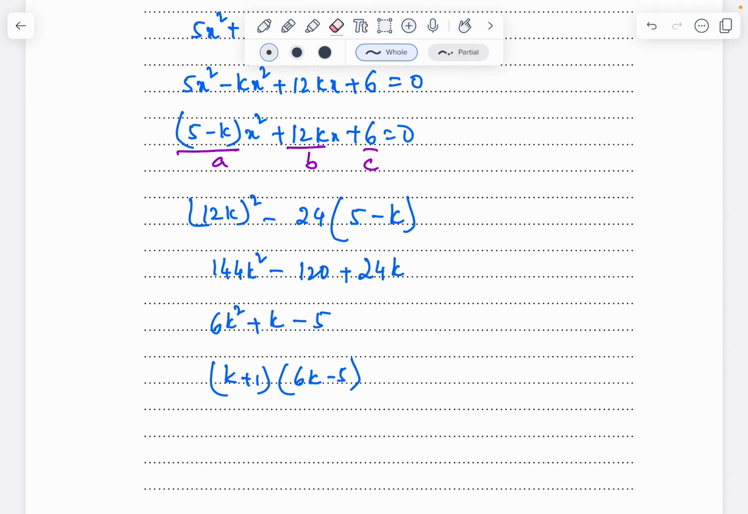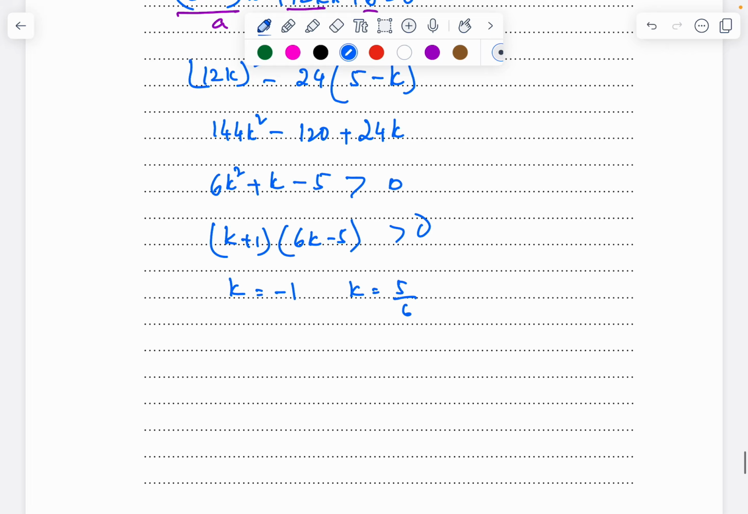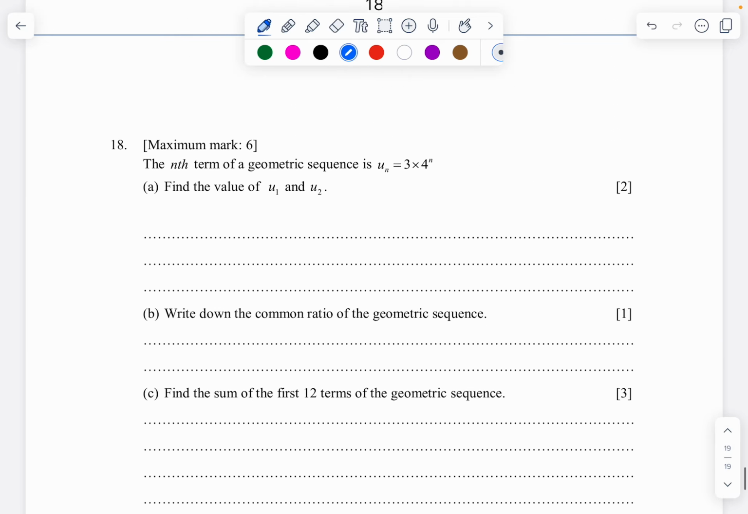So discriminant is greater than 0. Yeah. So let us find the values of k. k is equal to negative 1. k is equal to 5 over 6. Right. So since the discriminant is greater than 0, this is going to be k is less than negative 1, k is greater than 5 over 6. These are the values. Yay, last question.